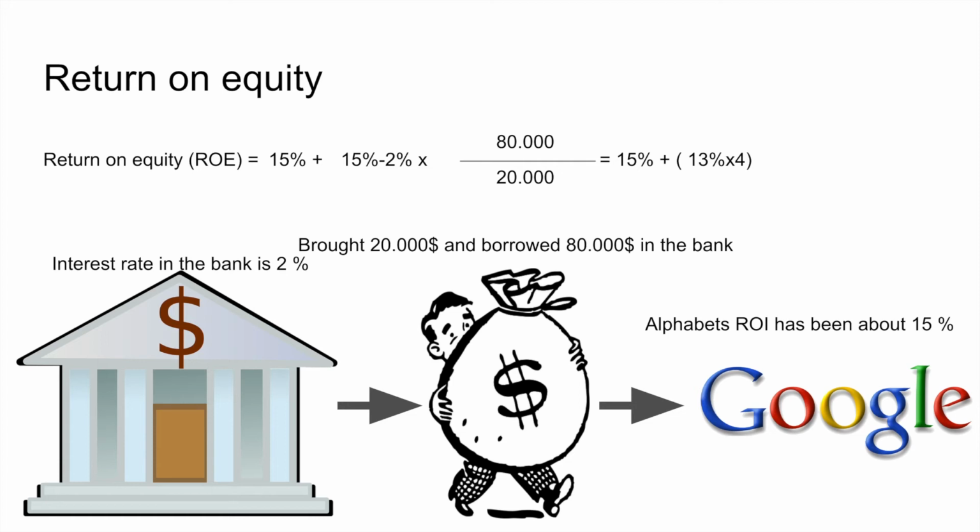Overall, the return on equity is equal to 15% plus 13% multiplied by 4. This is 65%. This is of course because on the money he borrows from the bank, he makes 13%, because he only pays 2% to the bank, but he gets 15% in return. And this is why we can get such a huge return on equity.